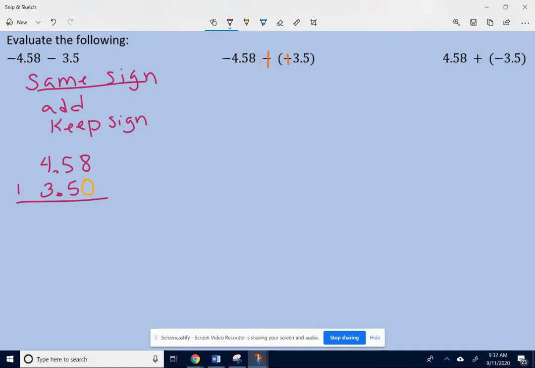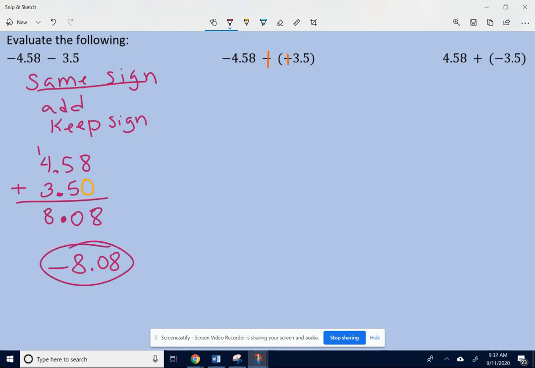So we're going to add these up. 8 plus 0 is 8. 5 plus 5 is 10. Carry the 1. 4 plus 3 plus 1 is 8. And keep the decimal point lined up in your answer. So 4.58 plus 3.5 is 8.08. But we said we need to keep the sign the same. So our final answer is negative 8.08.